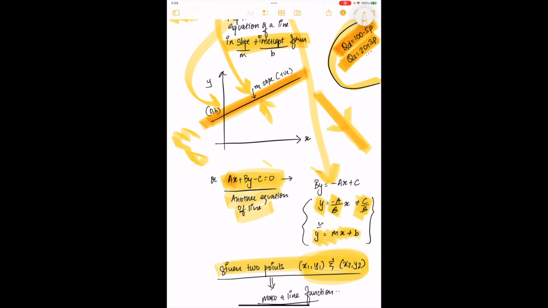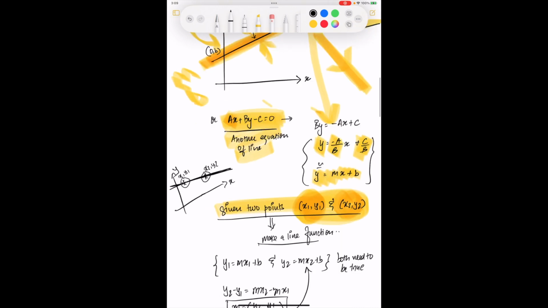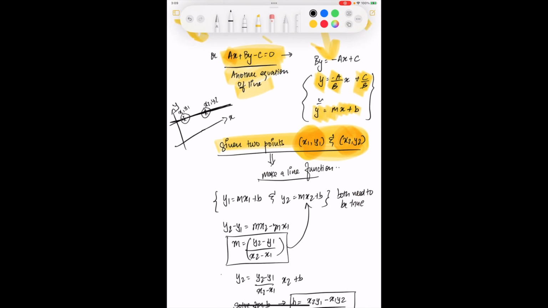We should also be able to plot a line given two coordinates, x1, y1, x2, y2. So for example, say this is x1, y1, and x2, y2, these are the 2 points. We should be able to draw a line like this and form an equation of this line, right? So given x and y, how do we do that?